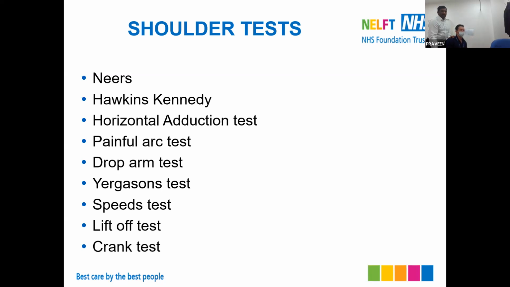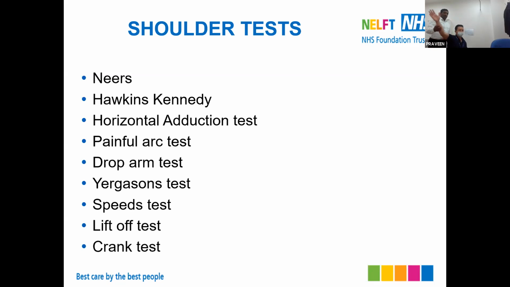The painful arc test is the next test, and this is a very quick test which you can do to indicate any impingement. All you do is ask the patient to actively abduct the arm. If the patient is mentioning that they have pain anywhere between 60-70 degrees all the way to 120 degrees, that indicates an impingement, a positive impingement sign.